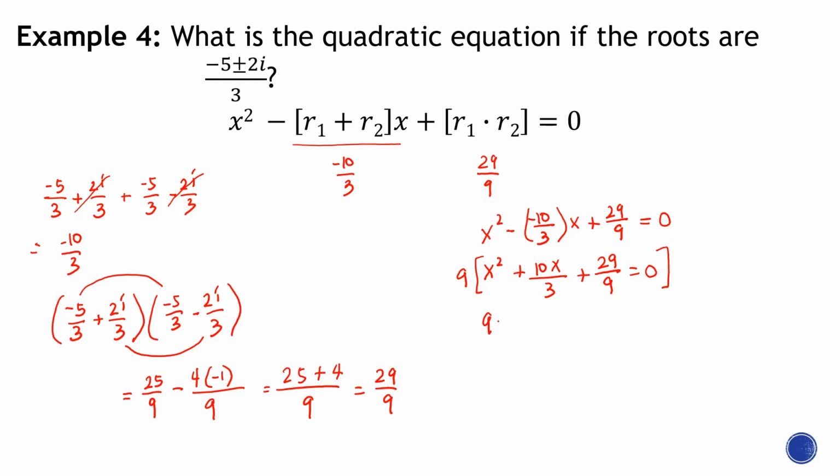9 times x squared is 9x squared. 9 times 10 is 90 divided by 3 is equal to 30. Or 9 over 3 is 3 times 10 is 30. So that's 30x. So we can cross out the 9. That would be 29 equals 0. There you go. So that's how we create and find the quadratic equation if the given are imaginary roots.